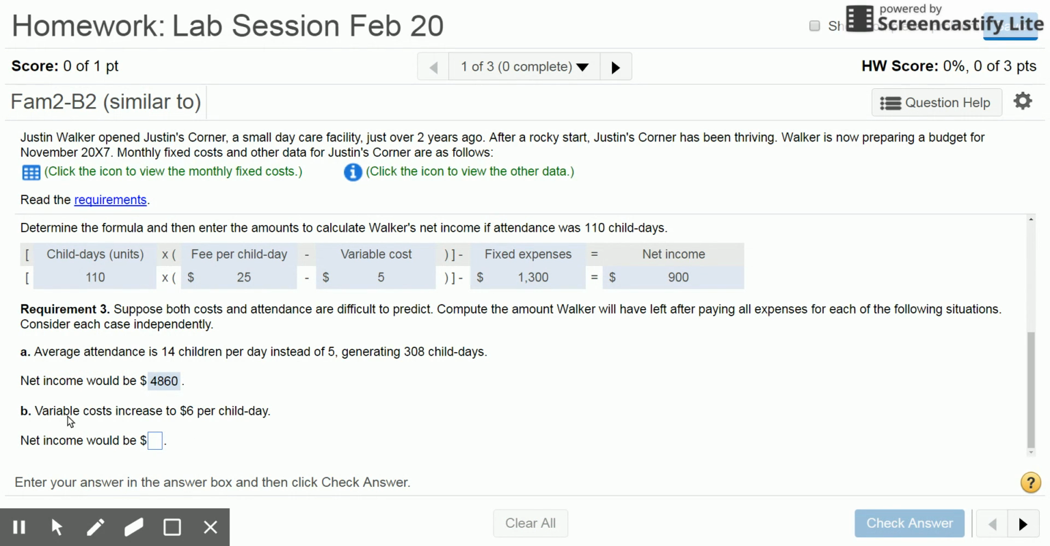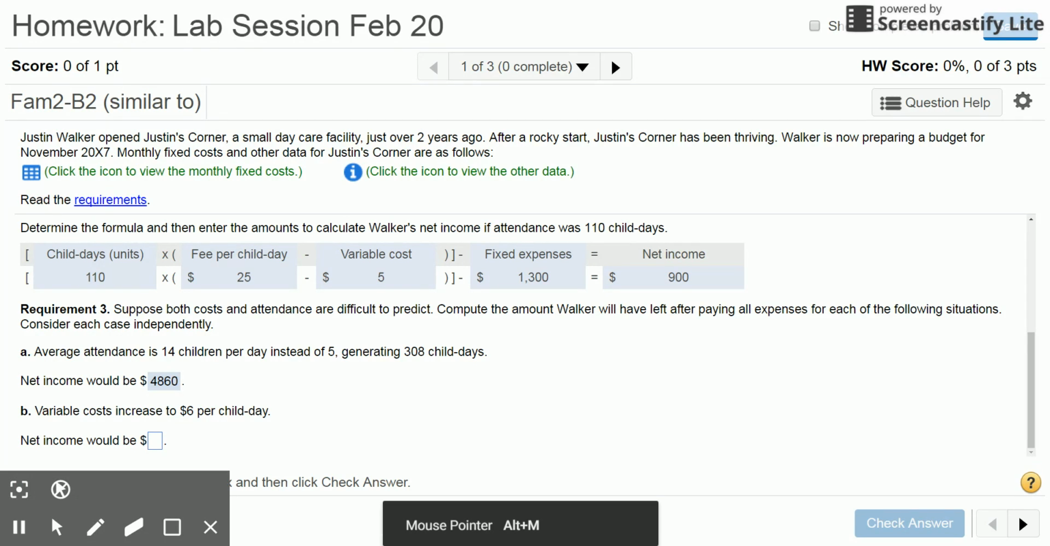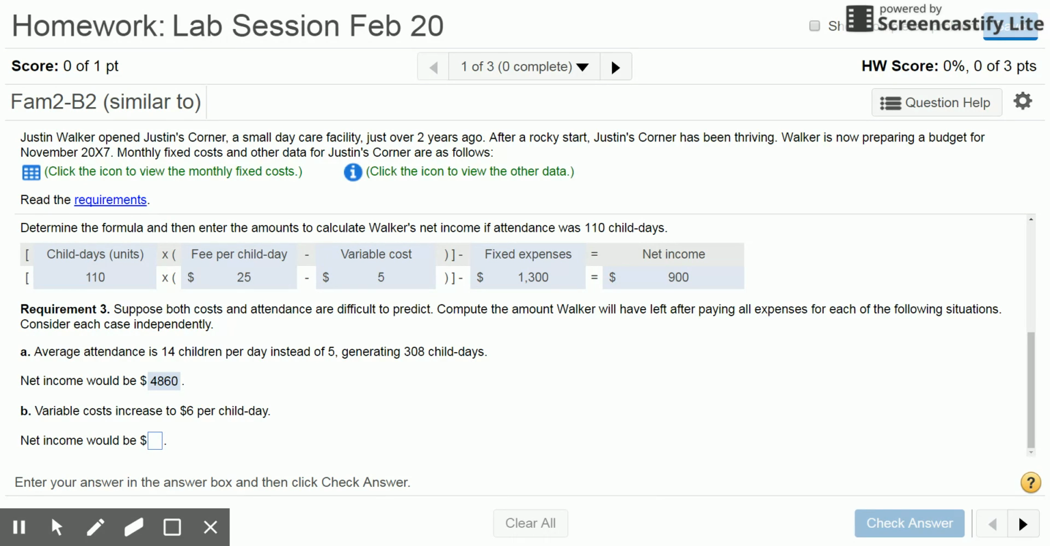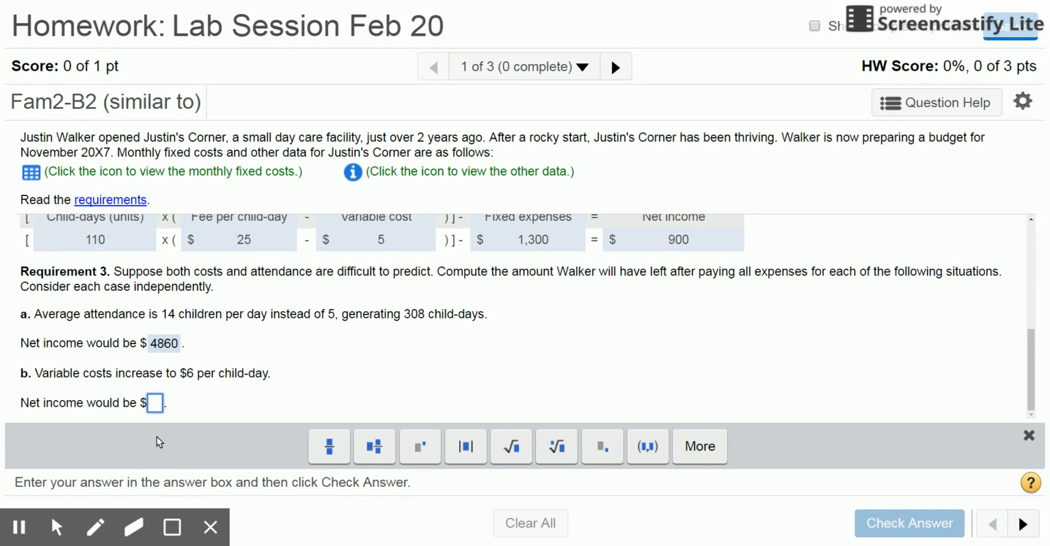The next one will change the variable cost increase to $6 per child day, and as you can see it says consider each case independently, so we will have again 110 child days. So I'll bring up my calculator. 110 multiplied by $25 minus 6 this time, which means 19, and minus 1300 as a fixed cost, it leaves us with 790.